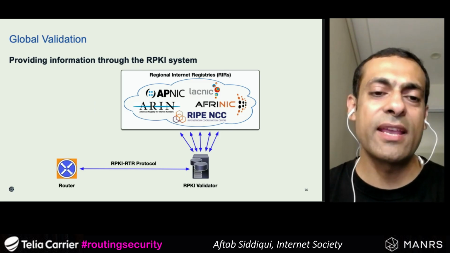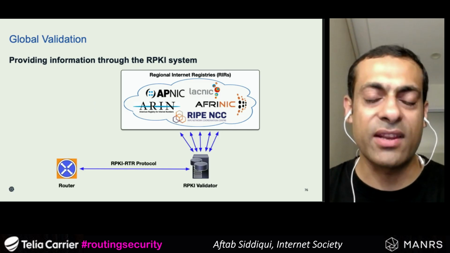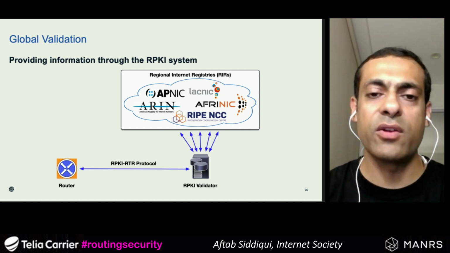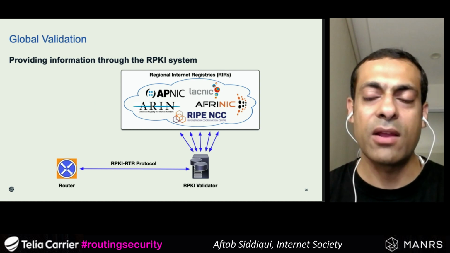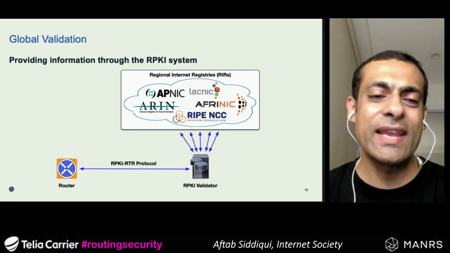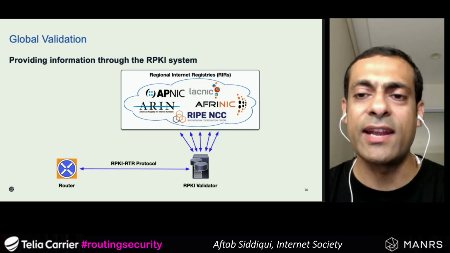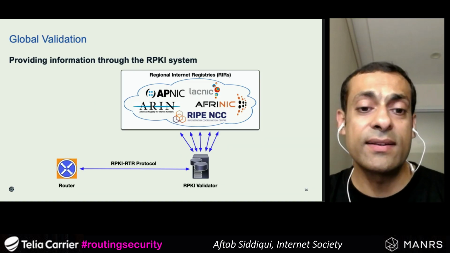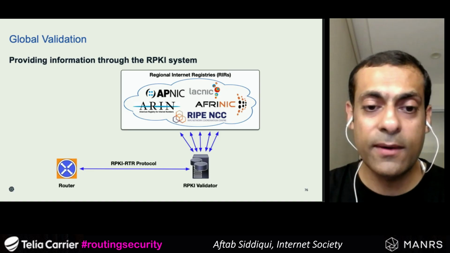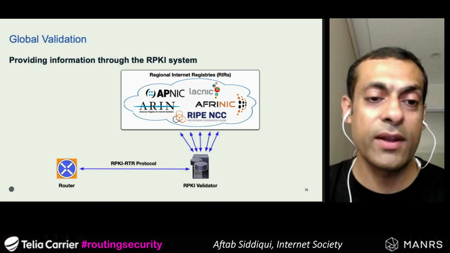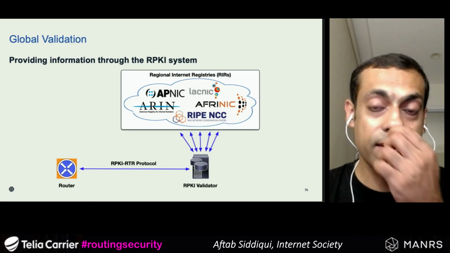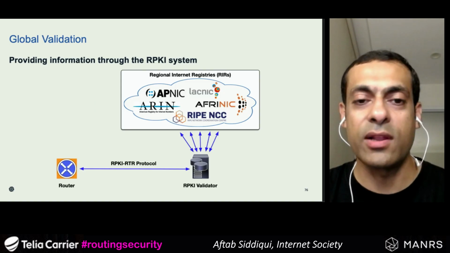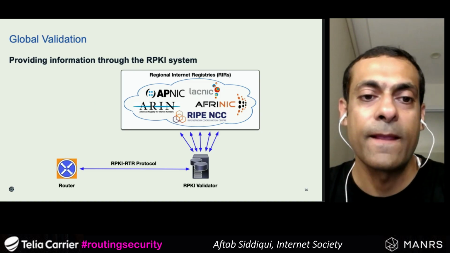So BGP is not making those cryptographic decisions. It is the relying party software that is making those decisions, rather than the router itself. The router only gets the information about what is valid, what is not valid and what is unknown, and then makes a decision on that basis. So it's very light on the router. It doesn't impact your BGP protocol itself, so it's easy to run. So if you are a network operator, please look into route origin validation as well.